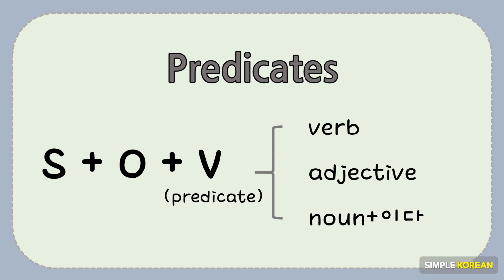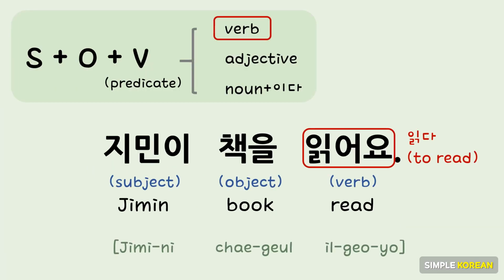As I mentioned, the Korean predicate comes at the end of the sentence. Verbs, adjectives, and noun 이다 can be predicates. Let's look at the sentence structures with three different predicates. 지민이 책을 읽어요. 지민 reads a book. 읽다 is the verb.